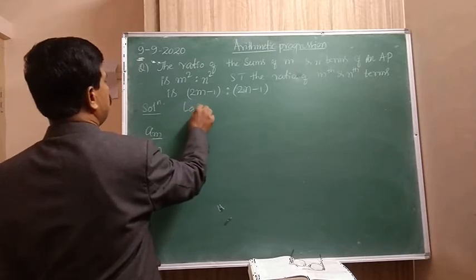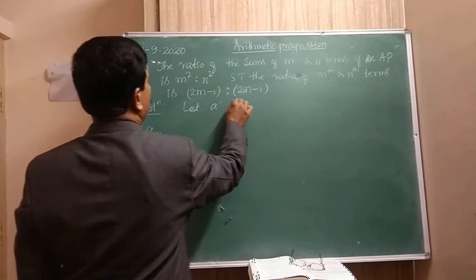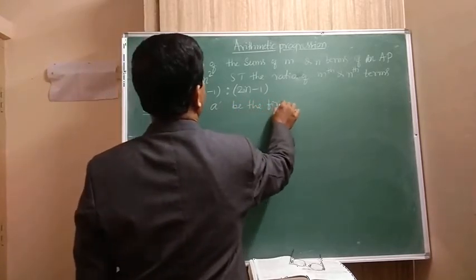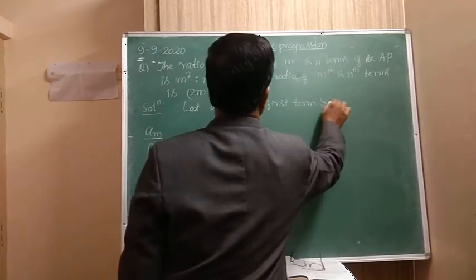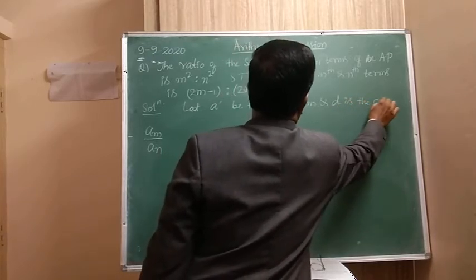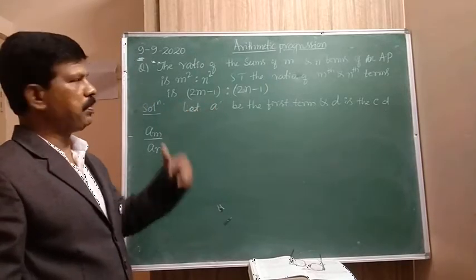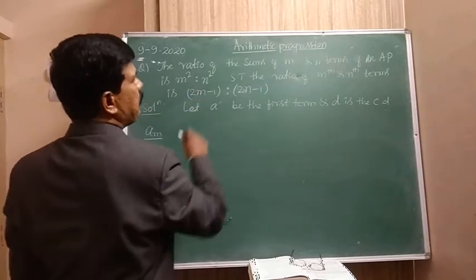Let a be the first term and d be the common difference. Let us take two APs like this. Then the sum to m terms.